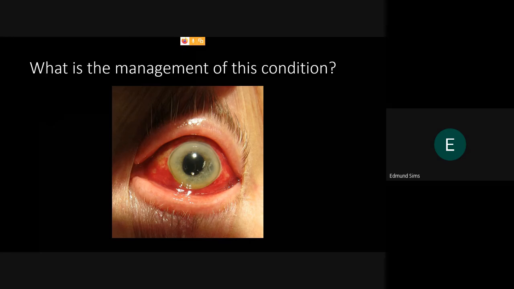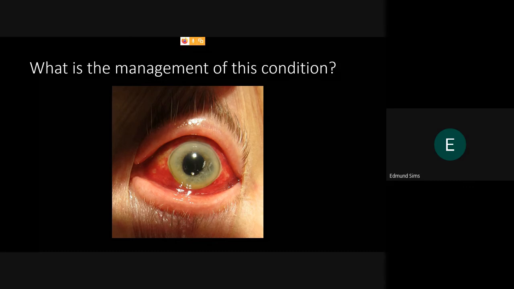So first of all, anyone know what the condition is? Feeling alone? Any idea? Any at all? Is it subconjunctival hemorrhage? It is indeed. Well done. Yeah. So this is quite a nasty example.